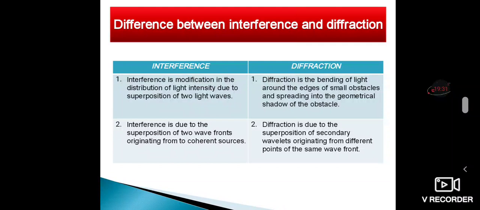Next, the second one: interference is due to the superposition of two wavefronts which originate from coherent sources. Already I told in the previous lecture itself, to get the interference pattern, the source must be coherent. But diffraction is due to the superposition of secondary wavelets which originate from different points of the same wavefront. Here it need not be a coherent source.